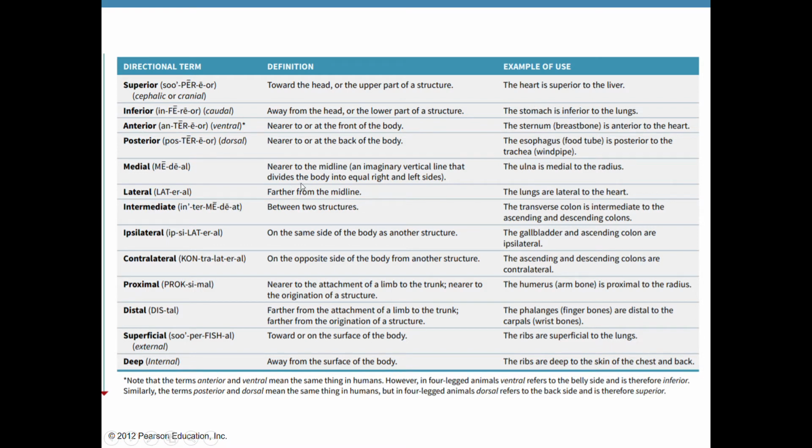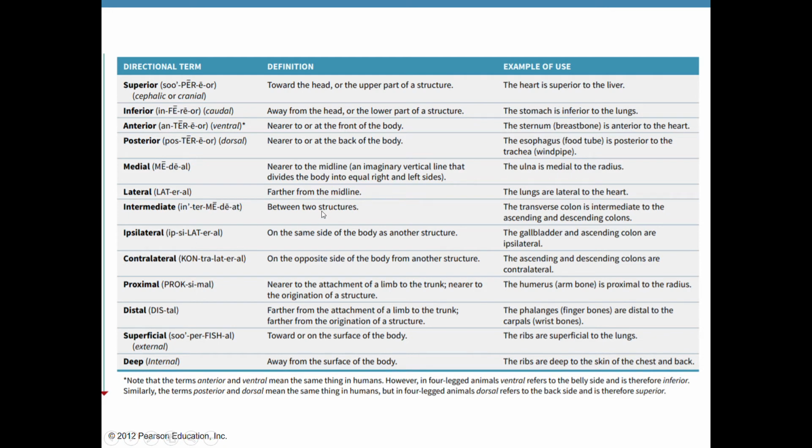Medial refers to near the midline. The ulna is medial to the radius. So you really have to know where is the ulna and where is the radius. Lateral, farther from the midline. The lungs are lateral to the heart. The heart is between the two lungs. Farther from the midline.